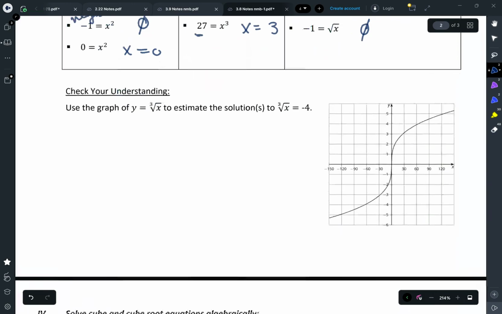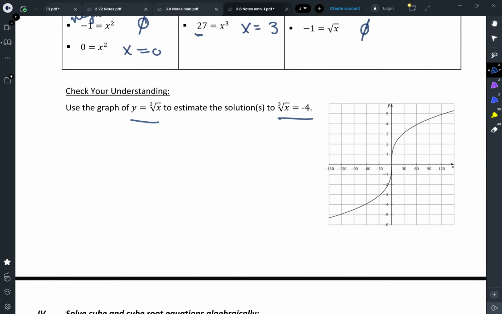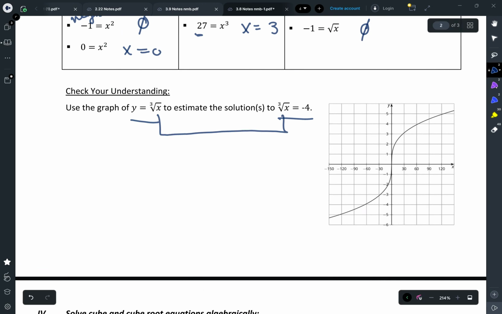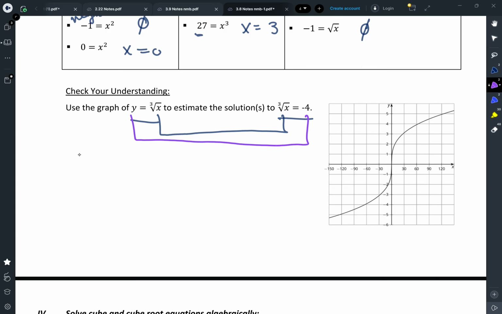So for Check Your Understanding, we're continuing to practice this, right? Where I give you something and I tell you to estimate it from a graph. So you're going to have to be able to do this on your test. You're not going to get a calculator. So I'm using y equals cube root of x to estimate cube root of x equals -4. I think students are having trouble figuring out, well, does x equal -4 or does y equal -4? So what I notice here is that both of these have a cube root of x. One has a y, one has a -4. So that means I'm going to let y equal -4 and find the x.